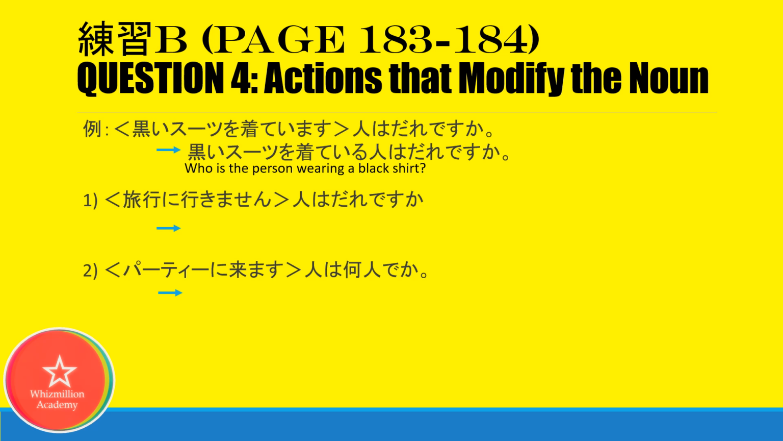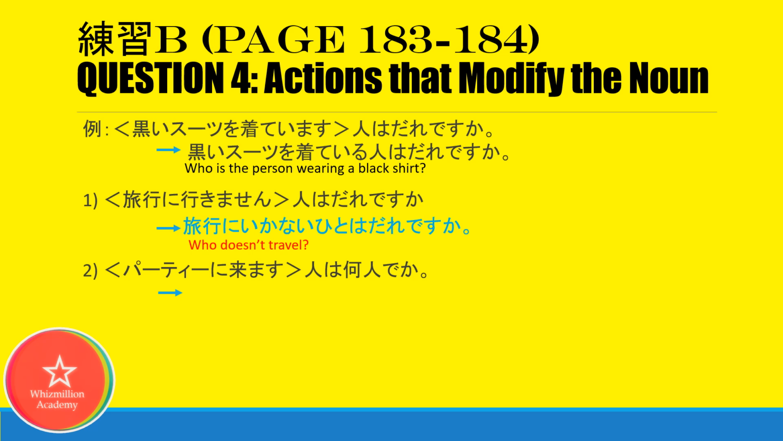Okay. So question 1. 旅行に行きません. Not going to travel. 人は誰ですか? Who is the person? So who is the person that is not traveling? Alright, so if we combine these two sentences, 旅行に行かない人は誰ですか? Okay, notice 行きません becomes 行かない. So who doesn't travel?